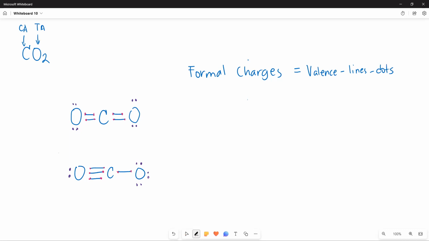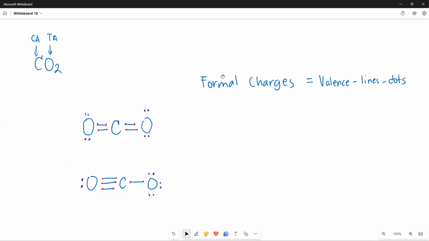So, this is the formula for a formal charge. Each atom in a molecule has their own formal charge. And the formula that we will use is a simplified one. So, let's call it valence minus lines minus dots. Okay, so let's use this formula, valence minus line minus dot. That will give us the immediate number of electrons that is closest to that atom.